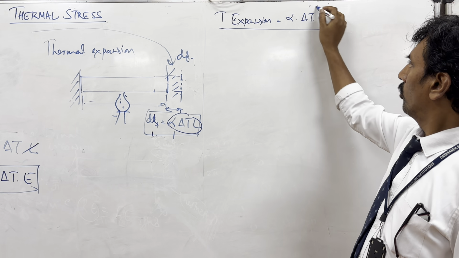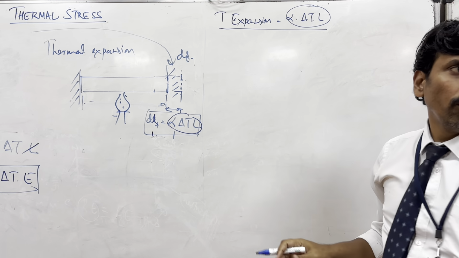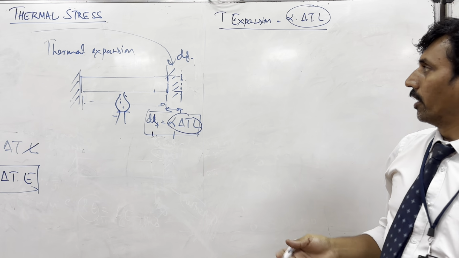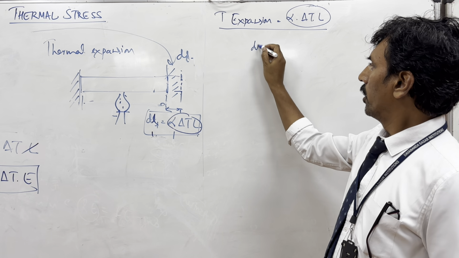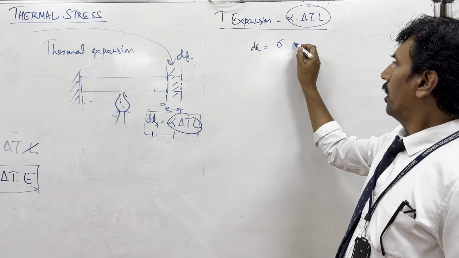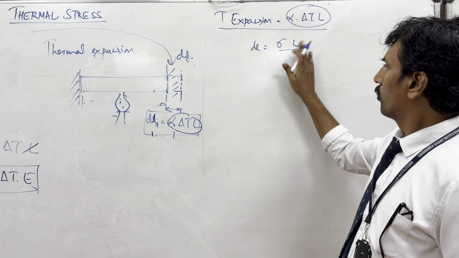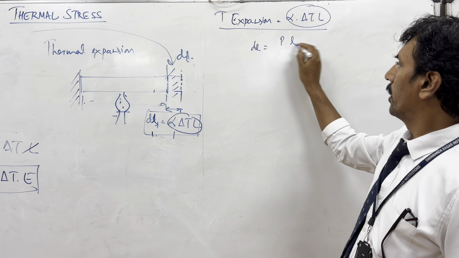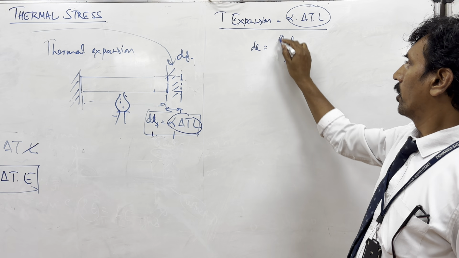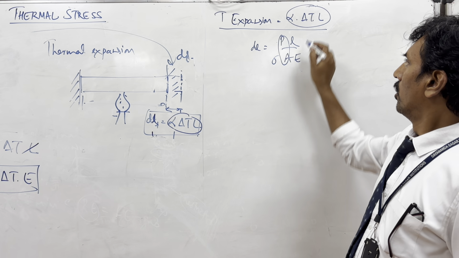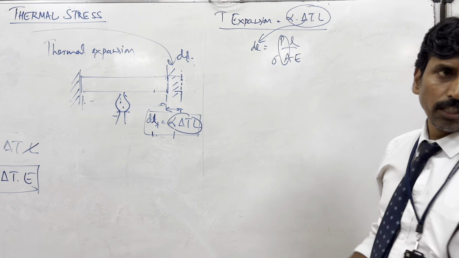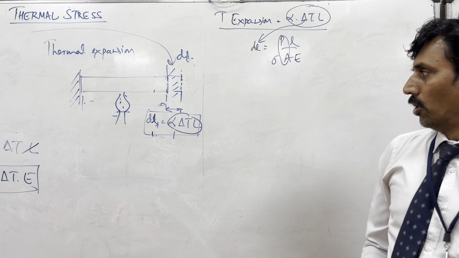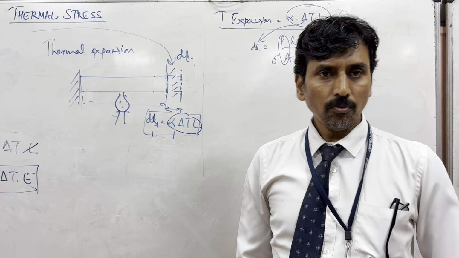Then this value of restricted expansion can be used in the formula dL is equal to sigma L by E. Of course, this is basically the PL by AE formula, where this P by A becomes sigma. So this value of the restricted expansion has to be put here. So please write down a problem.